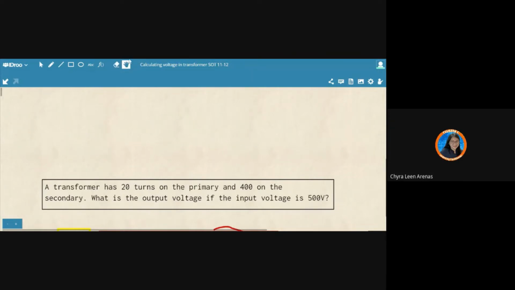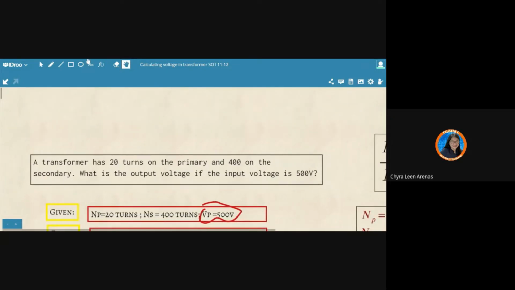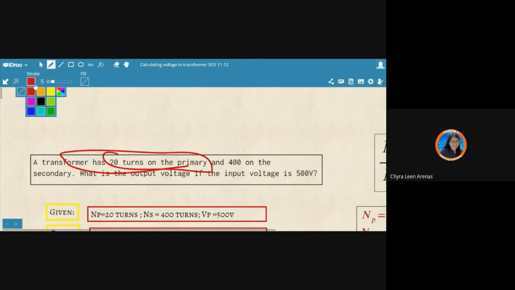So like what I told you, we have to go first to the given. Let's identify what the givens are. The given that we have is 20 turns. It said here 20 turns, so you have 20 turns on the primary. That will be your NP. Next, you have the word 400 on the second turn, so NS is equal to 400 turns. And you have the third given, which is the input voltage, which is 500 volts.